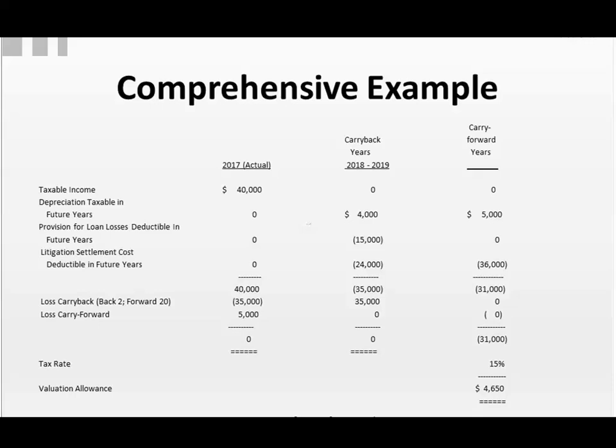The entire loan loss provision, I'm going to take it on the books and then take the deduction on the tax return the next year thereafter. So that would be in 2018 or 2019. Okay? And then the litigation settlement is going to be $60,000. I expense the whole 60 in 2017, but I take it on the tax return 1/5, 1/5, 1/5, 1/5, 1/5, right? 5 times. So that would be 12,000 a year. So 12 and 12 is 24,000 in the carryback years, and the balance, 12, 12, 12, is 36,000 in the carryforward years.